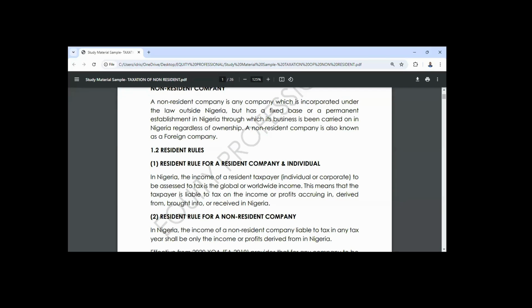So the income of a resident company that will be liable to tax in Nigeria includes the income of its branch outside Nigeria. That income will also be liable to tax in Nigeria. But before the income of the branch of a resident company outside Nigeria will be liable to tax in Nigeria, we have to give them some relief. That relief is called double taxation relief. That was the question we treated last week.